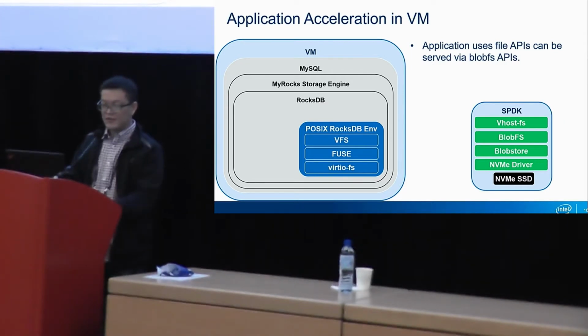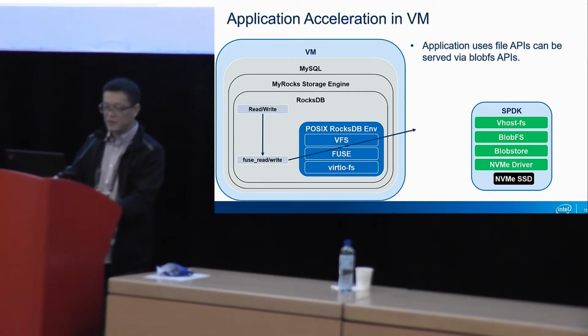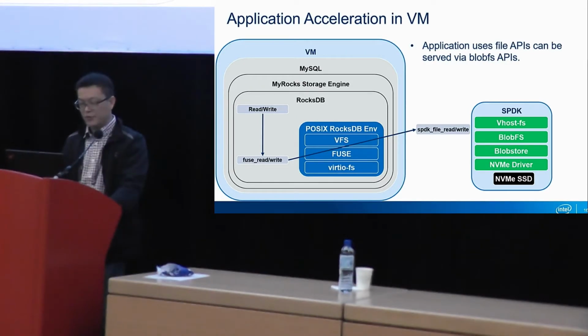So to address the questions raised in the previous slides, with this SPDK Vhost-fs target, we will have RocksDB running in the VM, and it will see a file directory in the guest, and it will send the Fuse read and write commands, and we will change these commands to the SPDK Vhost target. This is the final process for the SPDK Vhost-fs.